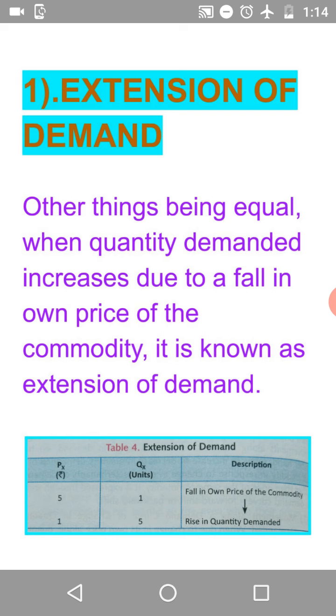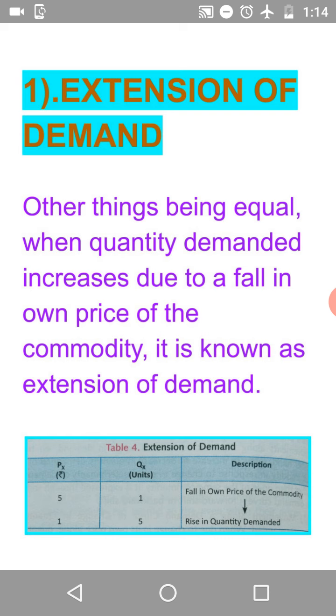जो schedule given है वो देखिए बेटा. Initially the price was 5 and the price decreased to 1. पहले के comparison में price decrease हो गई, 5 से 1 हो गई, and as a result the demand of the commodity increases from 1 to 5, और जो demand है वो increase हो गई. This is known as extension of demand.